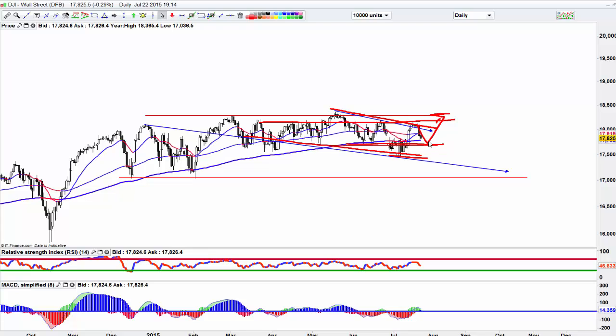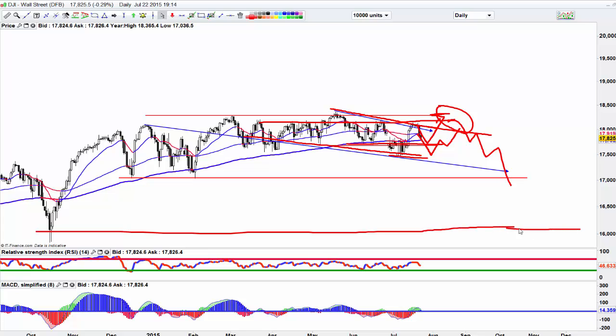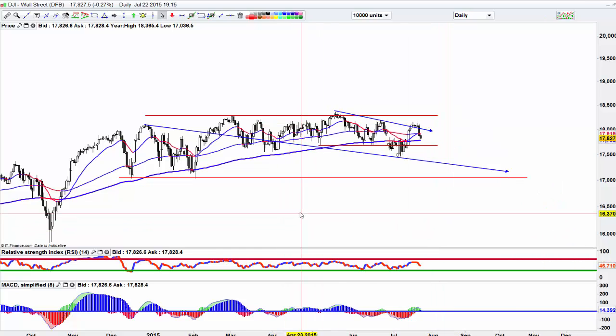I'm hoping the rest of the summer we can drop and get back into the top of this channel somewhere around here, and then get short, and then see if we can get some decent moves, potentially down to 1600, bounce back, and then who knows. But this is a distribution pattern. Now we are seeing wave of selling after wave of selling, and we are getting lower lows.